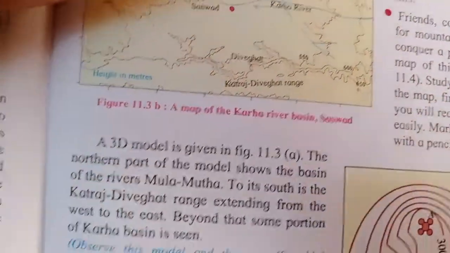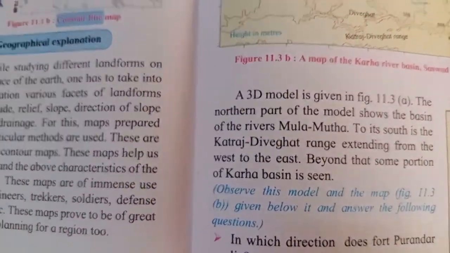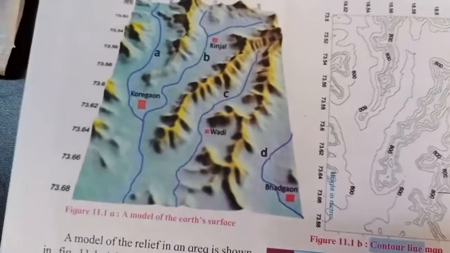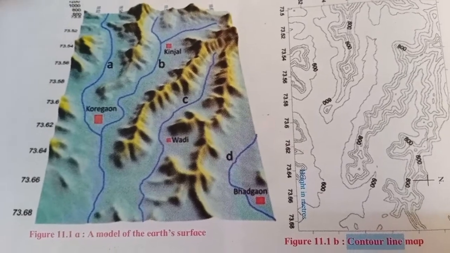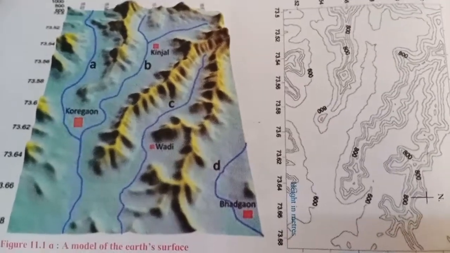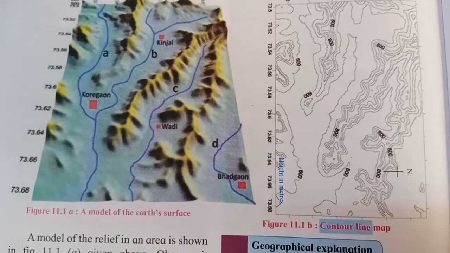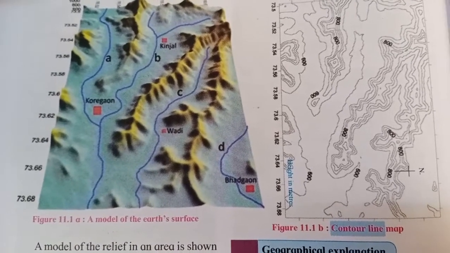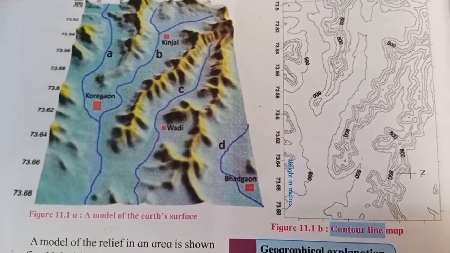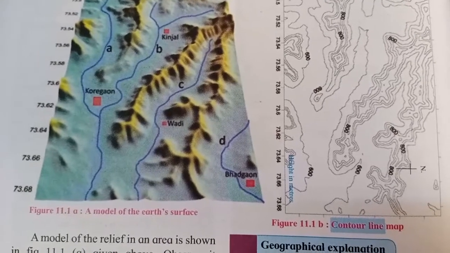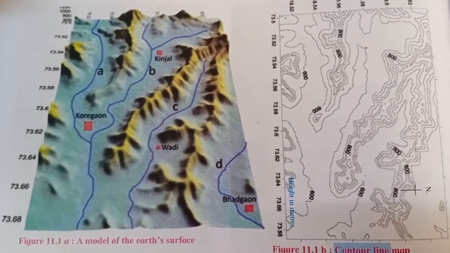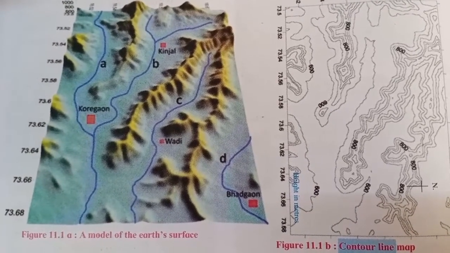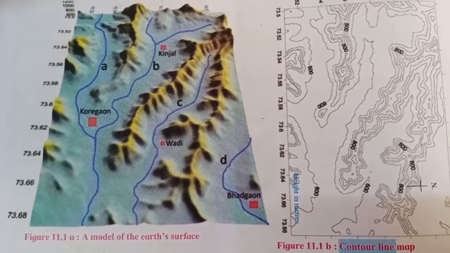Now this is what they have given about the contour maps. So the contour maps are nothing but maps which are drawn. Here also you can see this is a model of the earth's surface, a contour line map. These are maps drawn for people to understand the terrain with the help of measurements or the height of certain places.